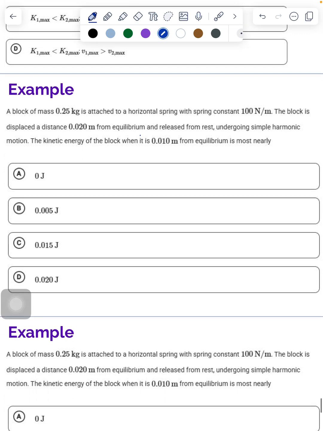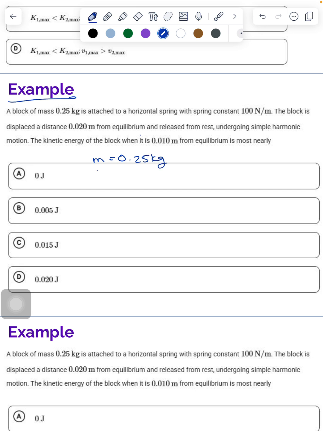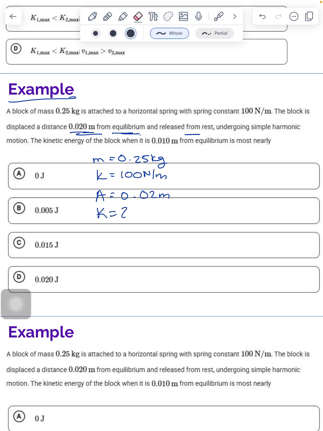All right. Example number 4. The mass of the block is 0.25 kilograms. The spring constant is 100 newtons per meter. It's displaced from the equilibrium and released from rest. That's going to be our amplitude, 0.02 meters. The kinetic energy is our question. So I'm just going to make sure we're feeling really good about these K's. I'm going to make this one a lowercase and this an uppercase. And we're at where the x value is 0.01 meters.